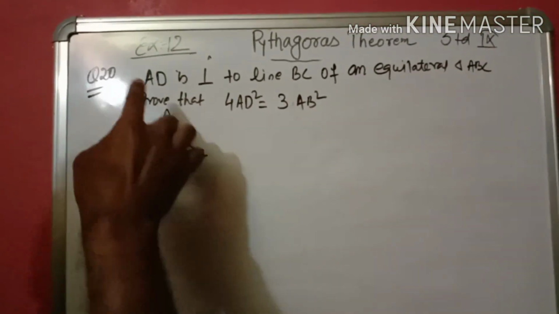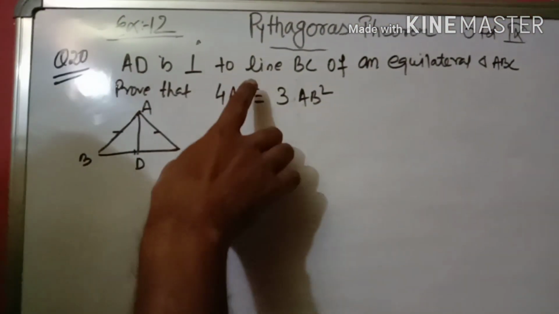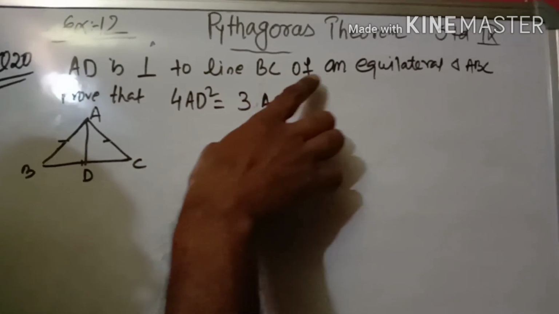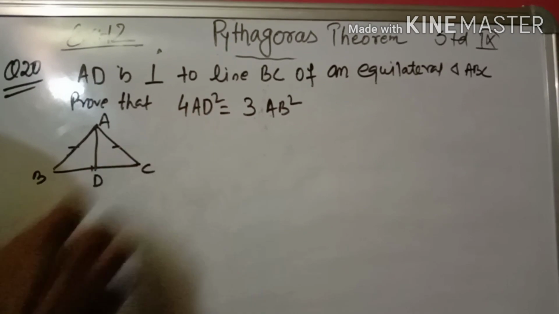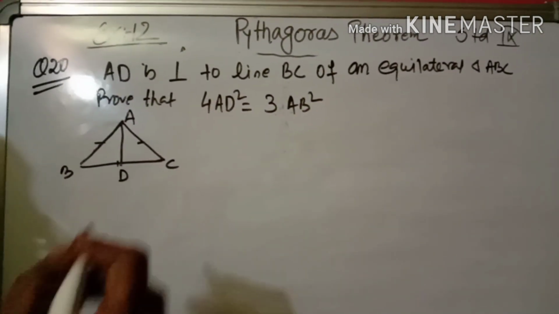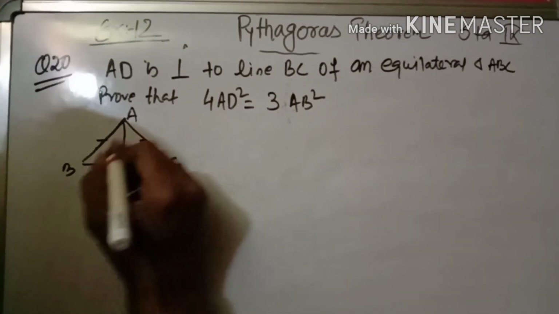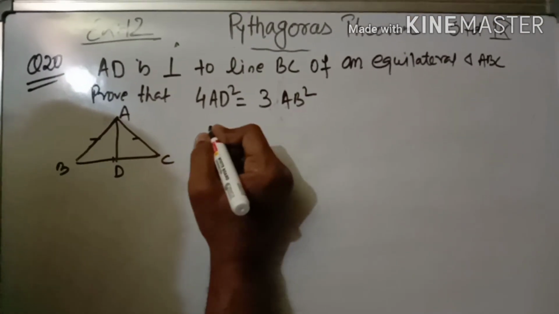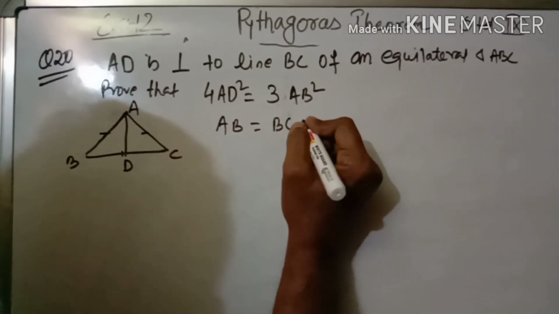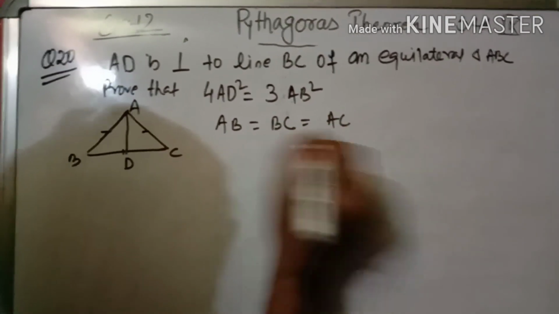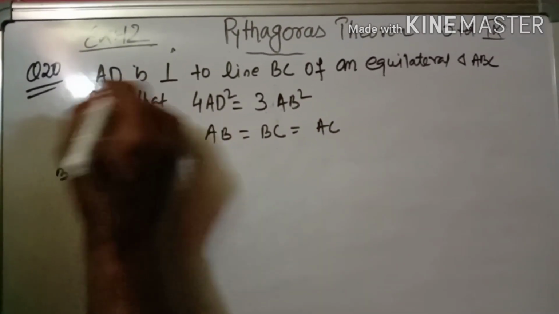Question number 20. AD is perpendicular to BC of an equilateral triangle ABC. Prove that 4AD square equal to 3AB square. Now it is an equilateral triangle, therefore AB equal to BC equal to AC. The sides are the same because it is an equilateral triangle. This is given.